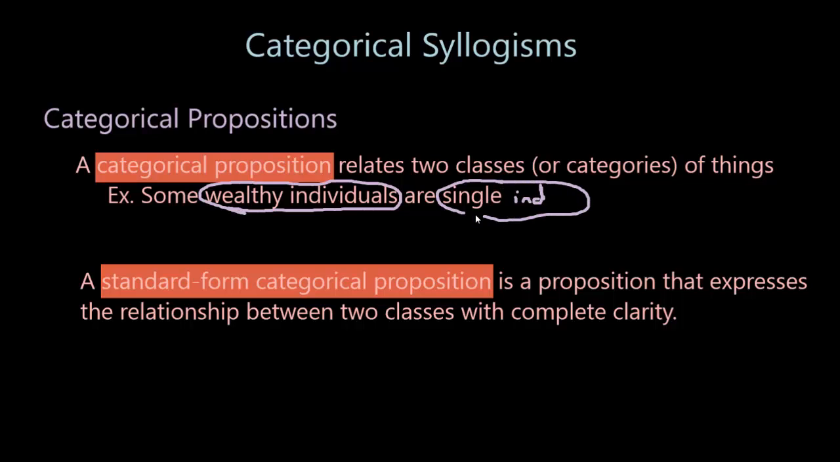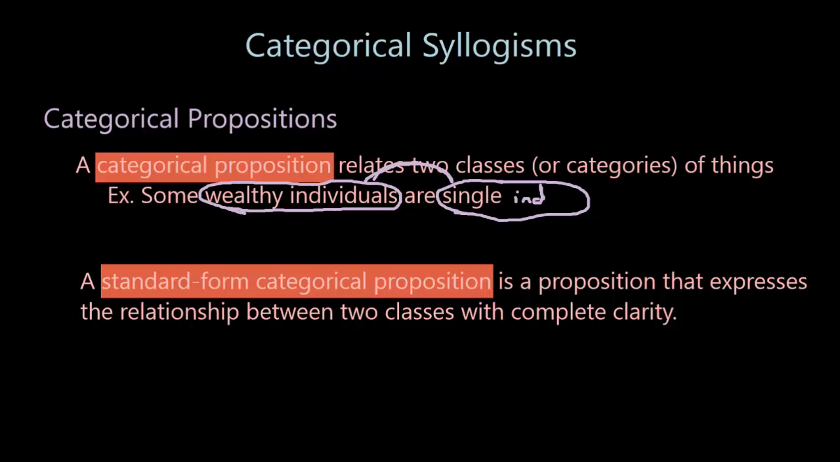Later on, we'll talk about precisely what we are asserting when we maintain that some wealthy individuals are single individuals. But for now, what I want you to see is that we're saying that there is some sort of relationship that obtains between these two classes.